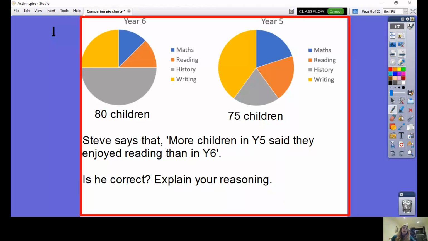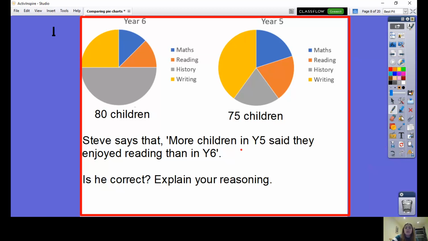Right. These are the main questions we're going to look at today, though. Okay, in these questions, you can see we're looking for fractions of amounts between the two pie charts. It's essential during these questions that you find the fraction of the amount of both pie charts. So let's have a look.